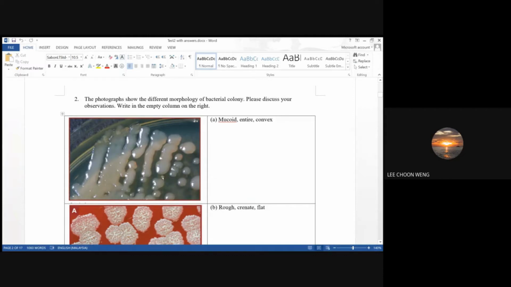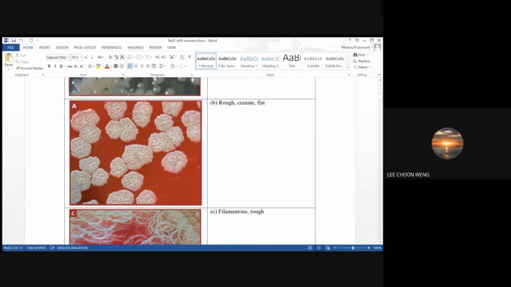So from here, first thing you can see is mucoid. Okay, it's wet. It looks wet. Mucoid. It's entire, which means the boundary is smooth, round, and it's convex. Okay, so this kind of appearance is very typical of Klebsiella, especially Klebsiella pneumoniae.